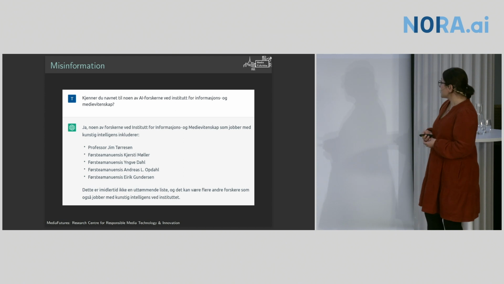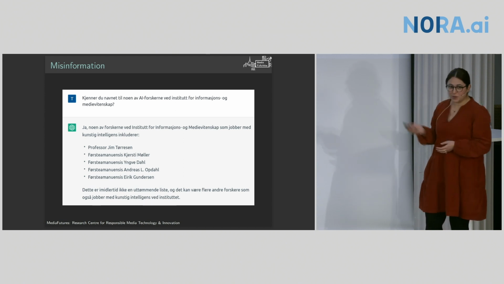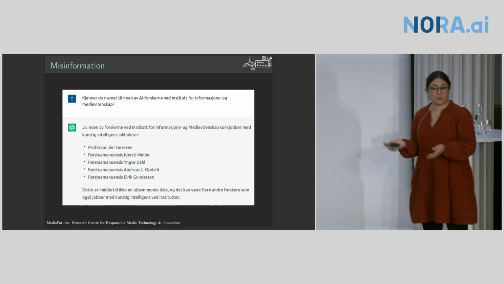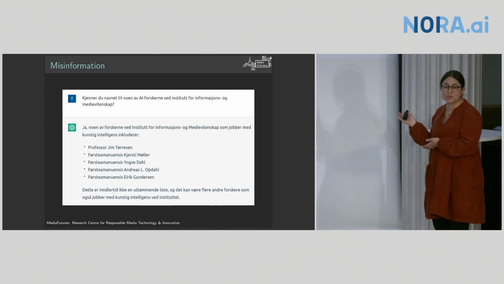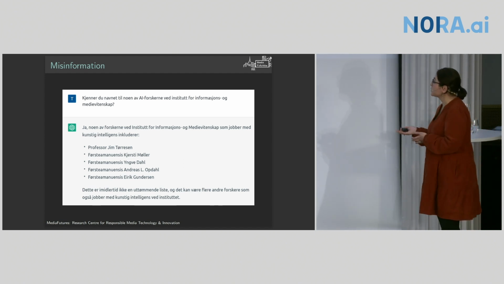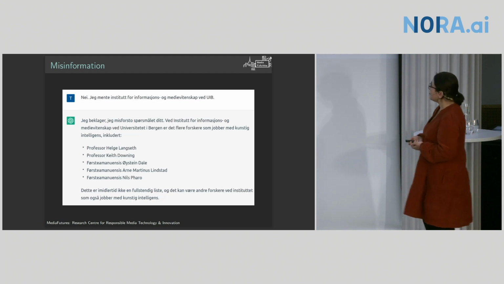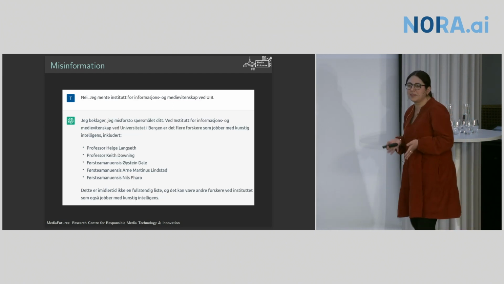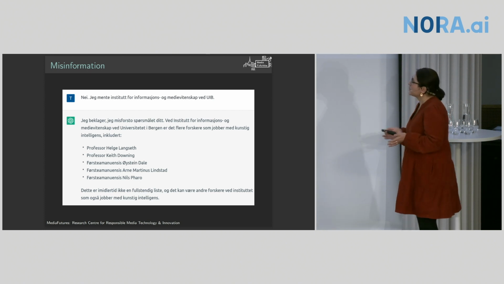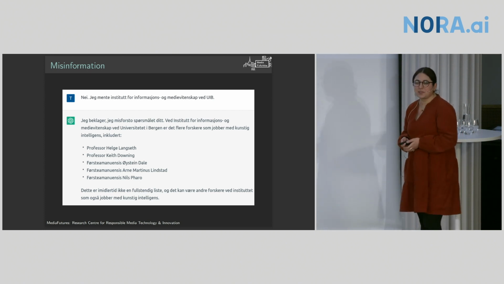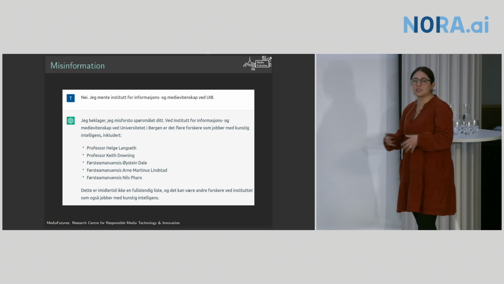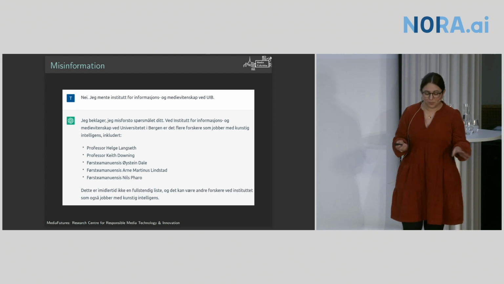And it gives me a list of researchers. All of them are Norwegian, but actually none of them are from the University of Bergen. Many are from the University of Oslo, some are from NTNU, some are from Oslo Met, and some, I think, have even left academia. And then I say, no, sorry, I meant the Department of Information Science and Media Studies at the University of Bergen. And again, it generates a list of random researchers from Norway that have no relationship with the University of Bergen.